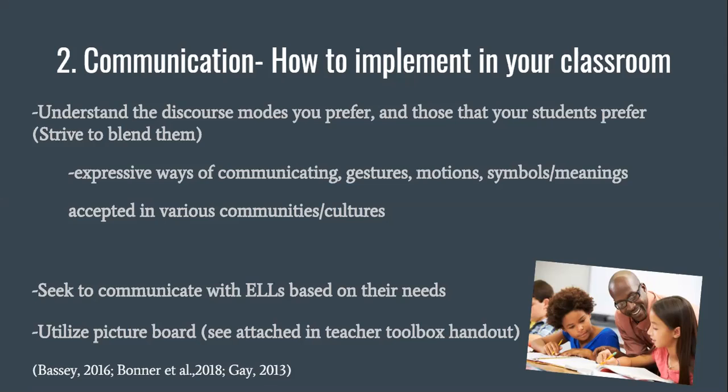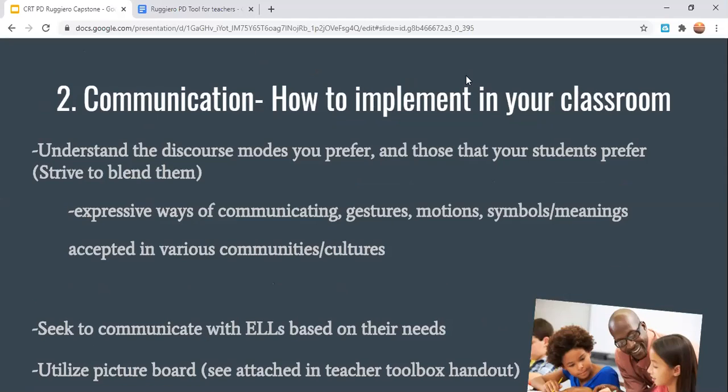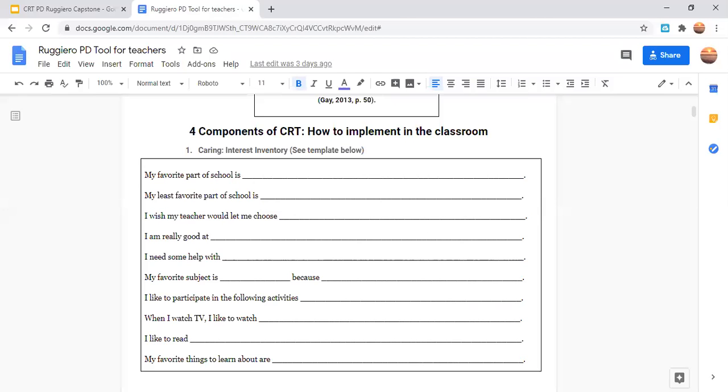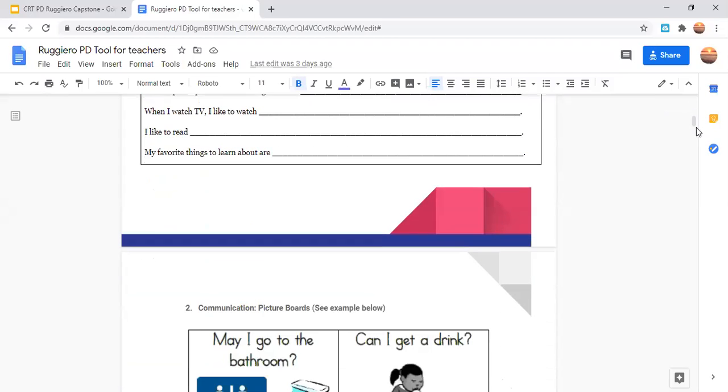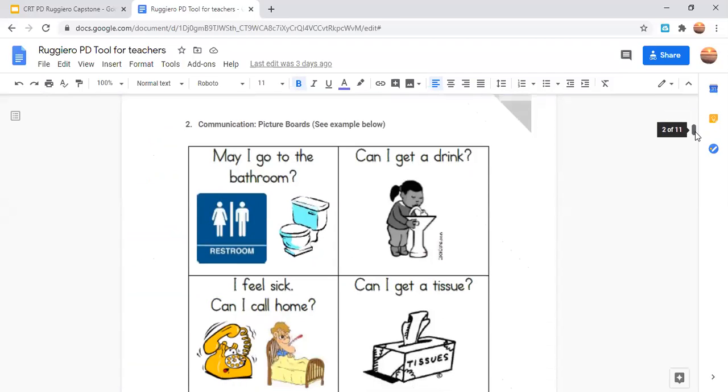Gay and Bonner suggest utilizing some sort of picture board to help ELs non-verbally communicate their needs. In the teacher toolbox handout, I've attached a picture board for you to print and utilize in your classrooms immediately to help your ELs feel more comfortable. This helps ELs feel comfortable because they don't feel the pressure associated with finding the right words to express their basic needs. Once again, I'm shifting over to the handout, and this is the picture board.